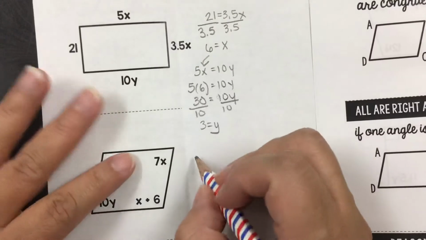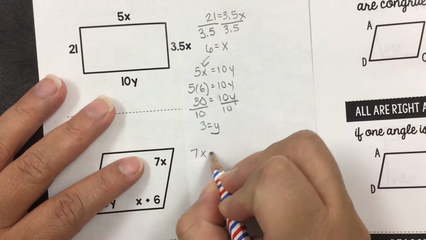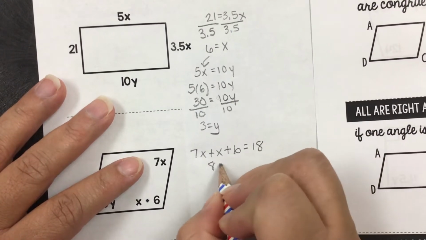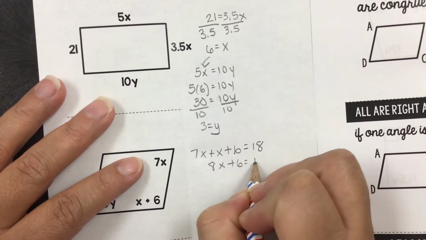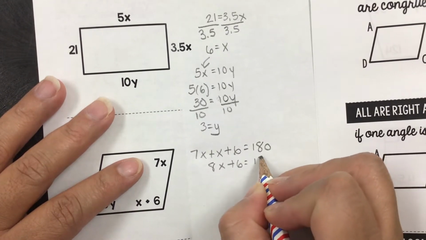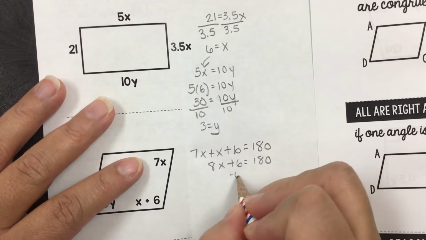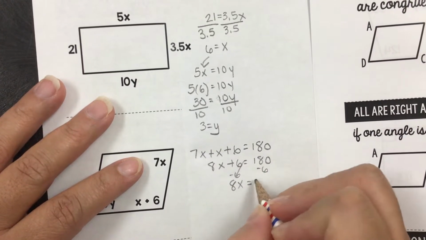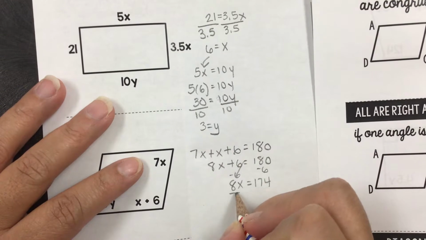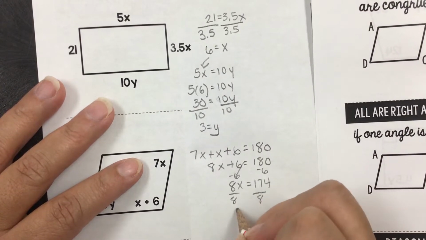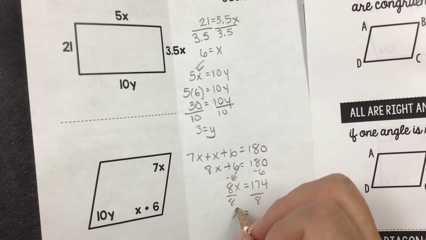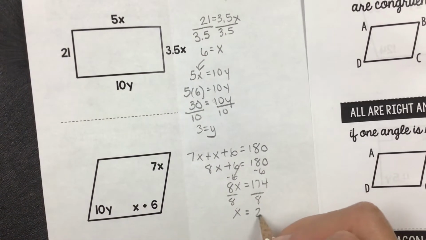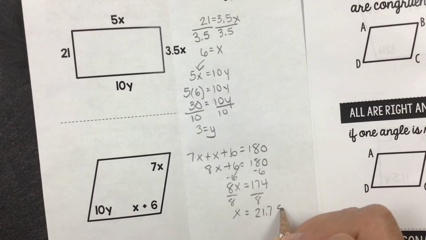So when we have this, we could do 7x plus 6 is equal to 180. That's 8x plus 6 is equal to 180. Subtract 6 from both sides. 8x is equal to 174. Divide by 8. X is equal to 21.75.